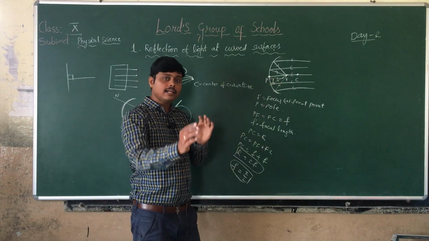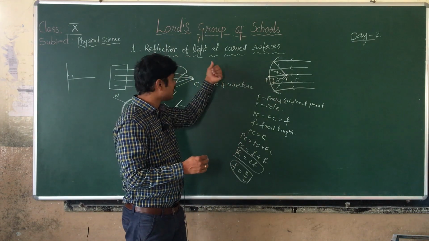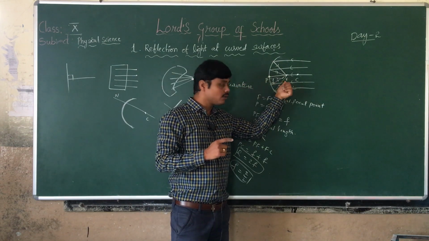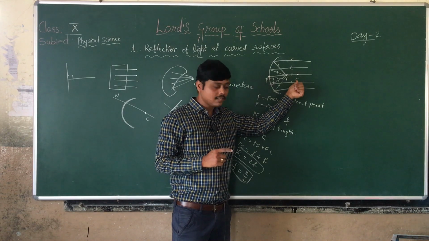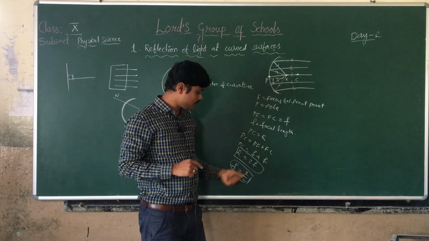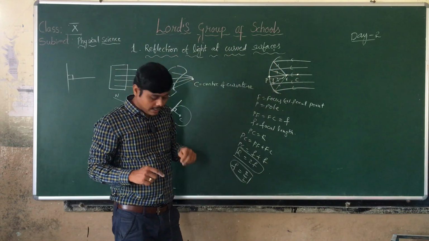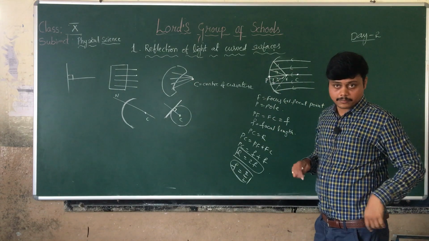And here what are the terms we have been introduced to for curved surfaces? First one pole, second one focus, focal length small f, C center of curvature, capital R radius of curvature, and a normal line which is passing through the center of curvature. These are the main important terms related to the curved surface.